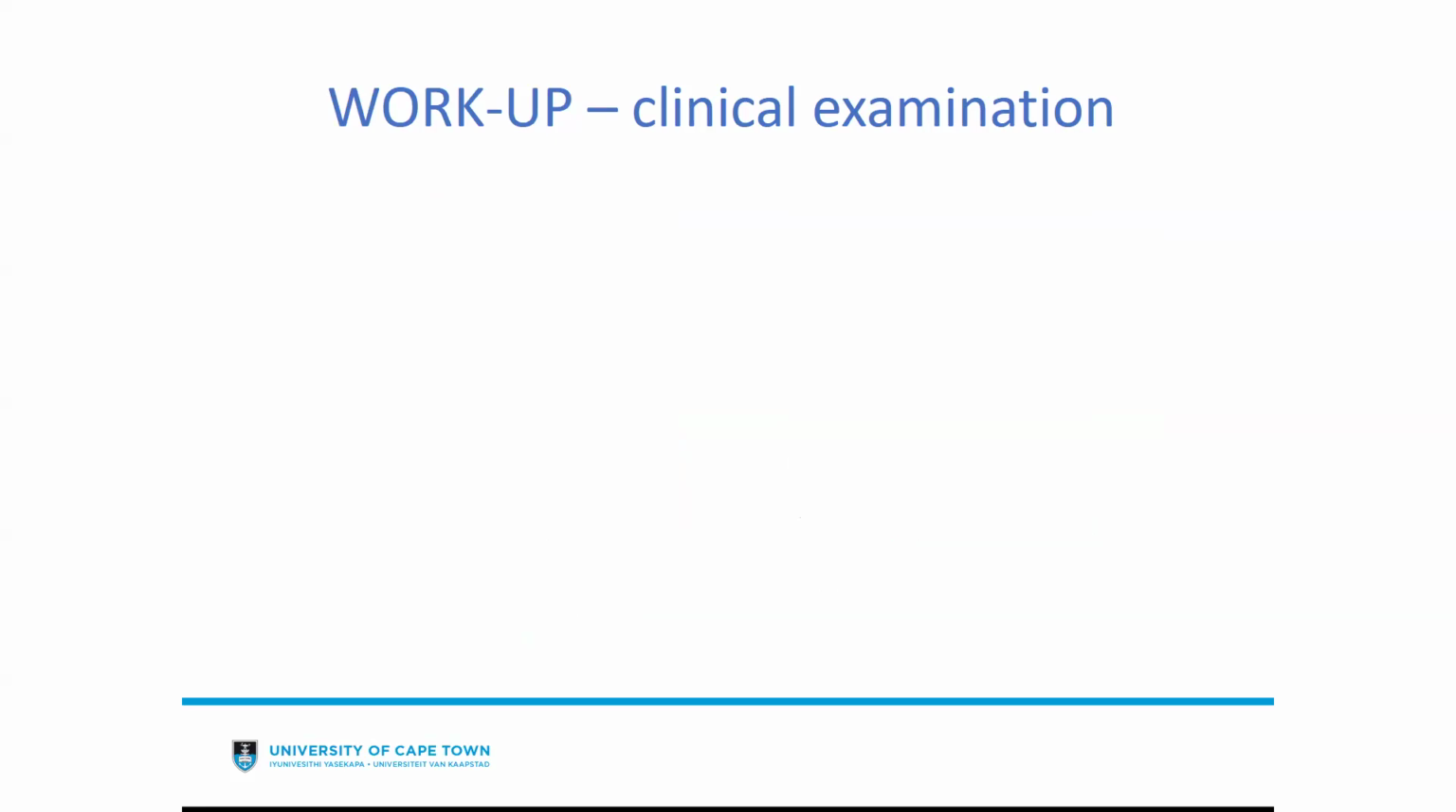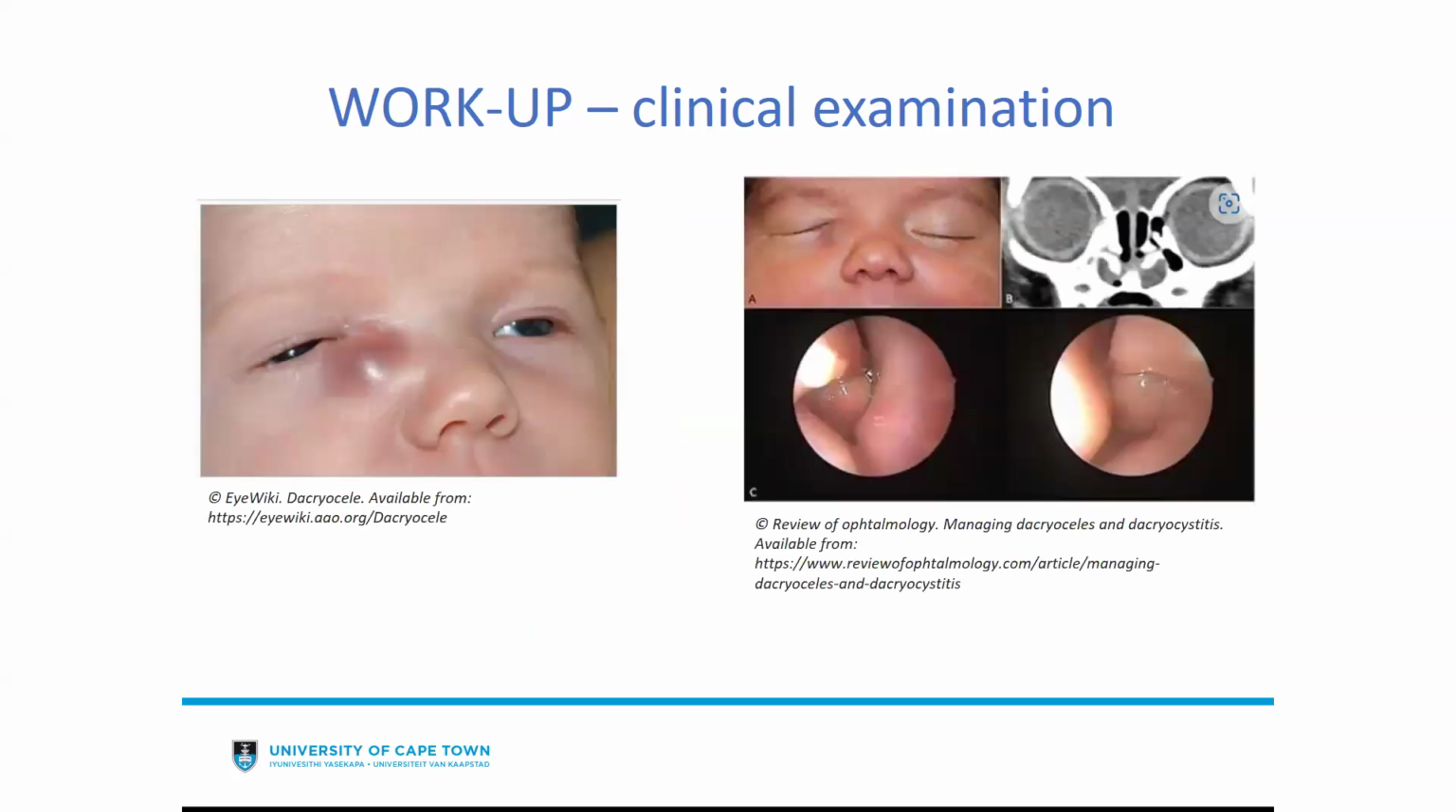And the last one I'm showing you because it's quite typical. So this child on the left has a dacryocystocele. It's very typical. You just see it.